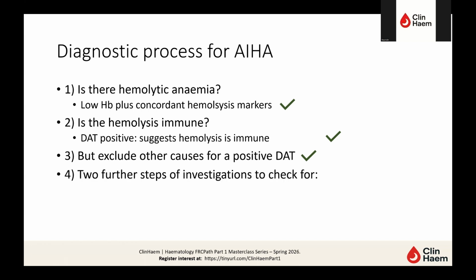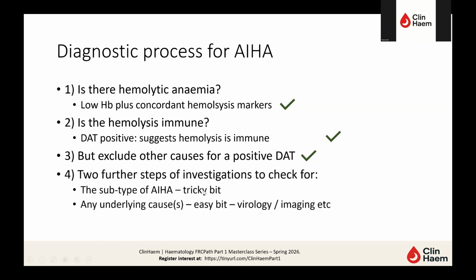And this is where it gets slightly more tricky. Up to here it's all nice and easy and happy days because it's quite straightforward. But what comes next causes quite a bit of headache to people preparing for the exam, and it is very important for real life as it is for the exam setting. Once you've diagnosed that this is AIHA, you want to do a few more steps to check for the subtype of AIHA, which is the tricky bit, and also for any underlying causes, which is relatively the easy bit. If this is secondary to, say, a viral infection, you do virology. If you're suspecting a malignancy that's triggered it, you do imaging, etc.